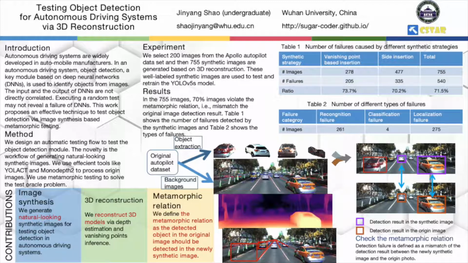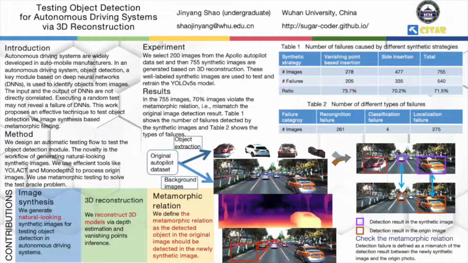The workflow of our tool starts from the original autopilot image dataset. We divide the images into two sets after background information estimation and object selection. We use a 3D reconstruction method to generate synthesis images. Here is an example of the implementation of our tool.